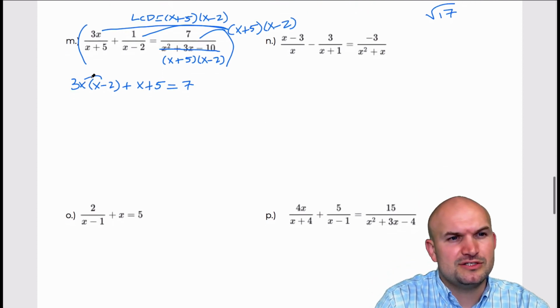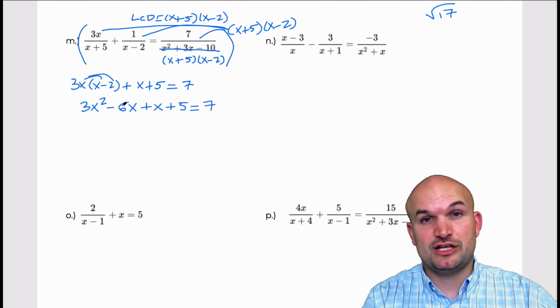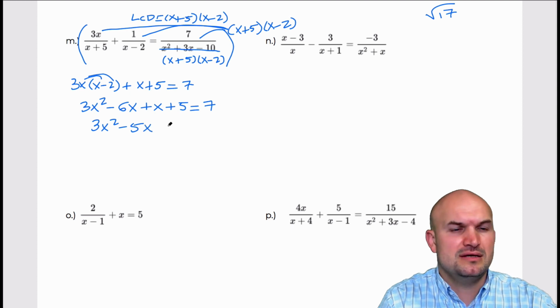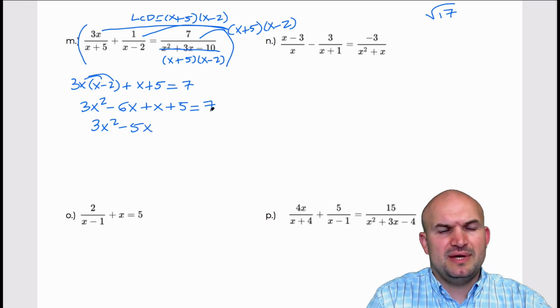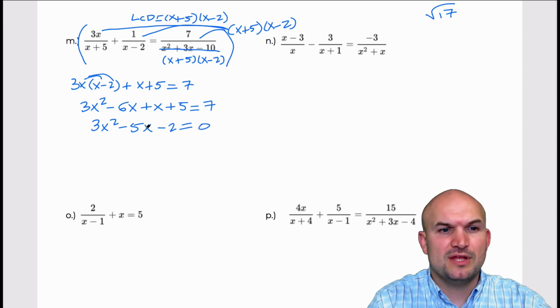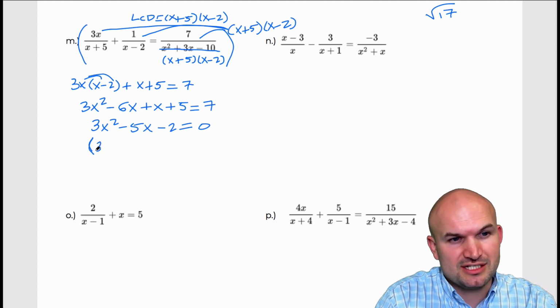All right, so now let's distribute. So I get 3x squared minus 6x plus x plus 5 equals 7. Again, it's a quadratic equation, so I'm going to set this equal to 0. So 3x squared minus 5x, and then subtract the 7, so that would be minus 2 equals 0. Okay, so again, I want to check if this is factorable. So I know that all quadratics can be factored down into a product of two binomials.